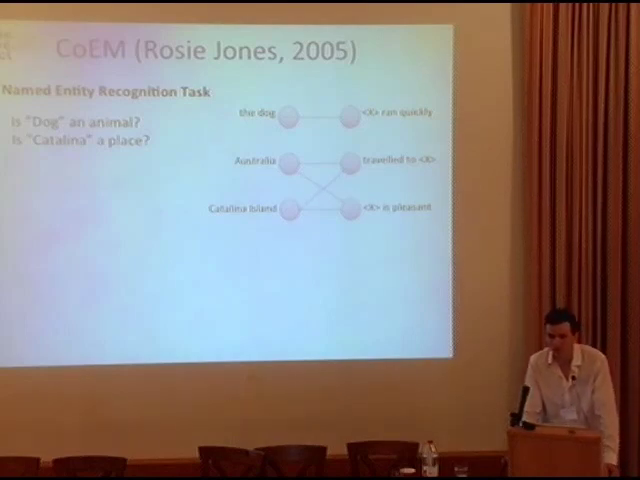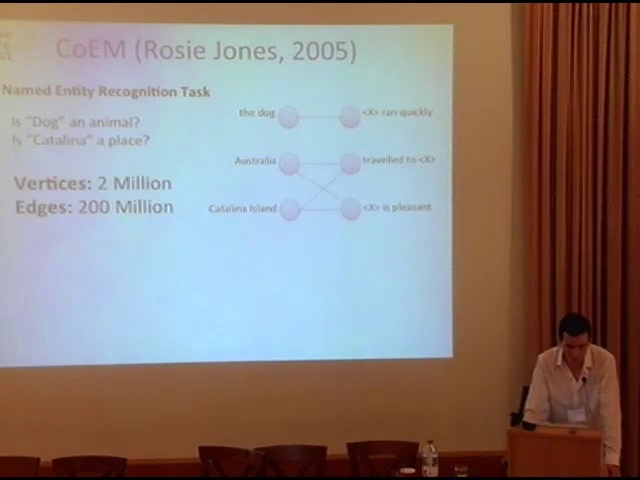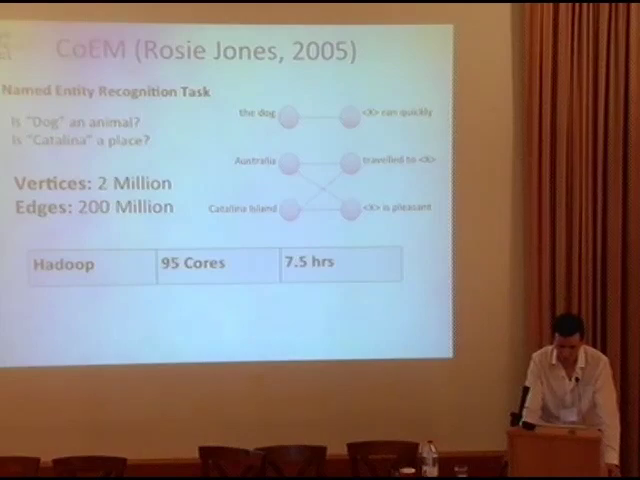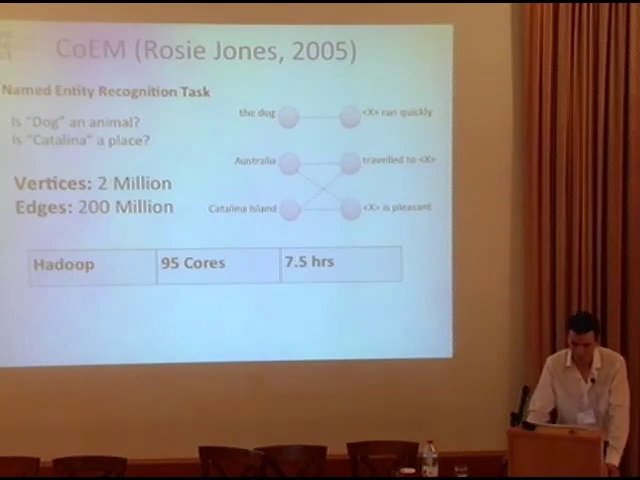They wanted to deal with a pretty large problem, and they were stuck because it was too hard for them to run on one machine. It had about 2 million vertices and 200 million edges. Because of this, they decided to use Hadoop. So they implemented their system on Hadoop using 95 cores, and it took them 7.5 hours. They were pretty happy because they were able to solve this problem with Hadoop.